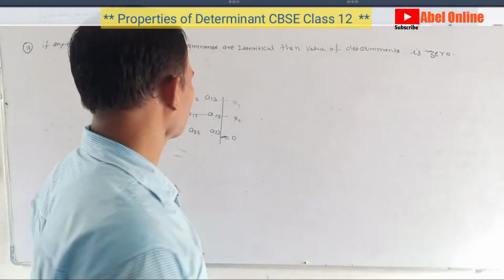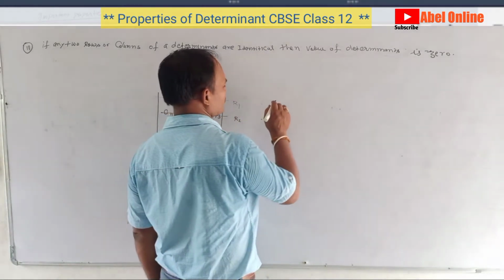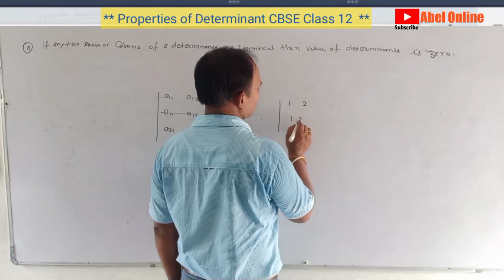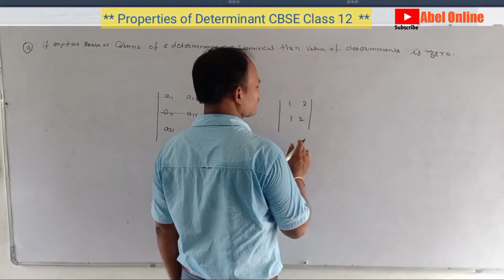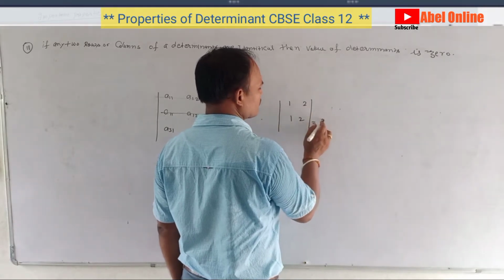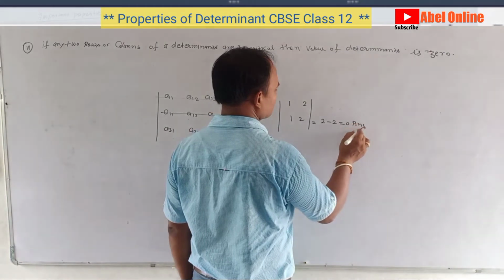Now we are taking some questions. Suppose it is 1, 2, 1, 2. So how can we solve that the answer is 0? Just solve, it is 2 minus 2. So we can say that 2 minus 2 is 0. So it is the answer.